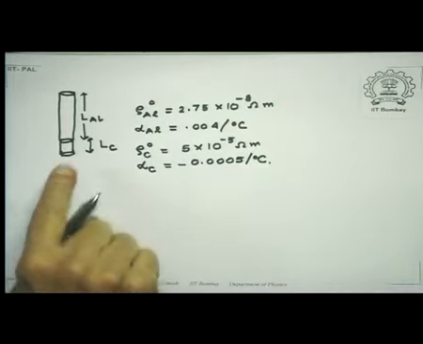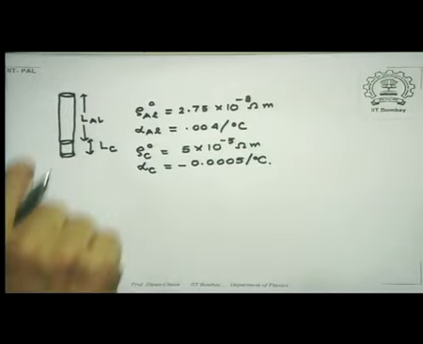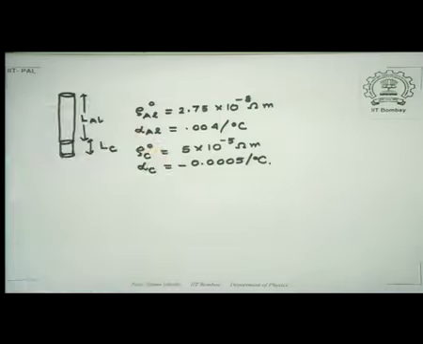Now you see, this is essentially a series circuit, because any current flowing into, let's say, aluminum will also pass through the carbon if there is a complete circuit. Now what we are looking for is what should be the ratio of the lengths of the aluminum section to the carbon section, so that the temperature coefficient of the combination will be 0.